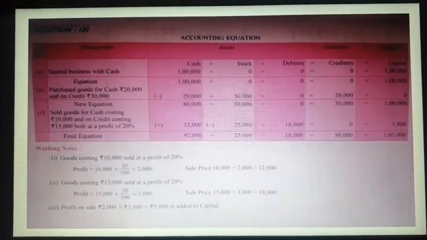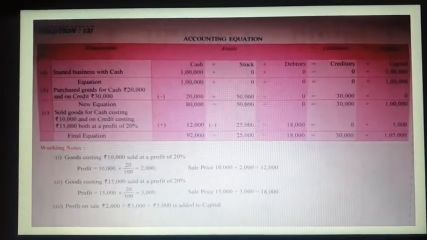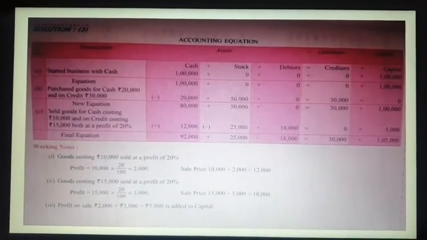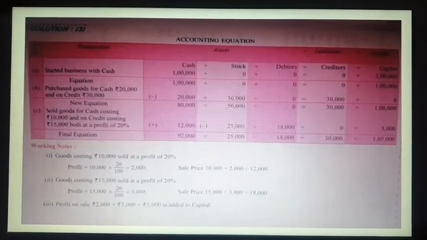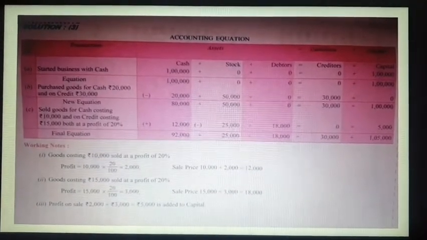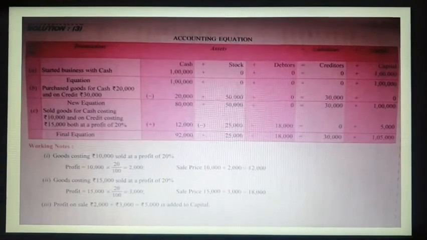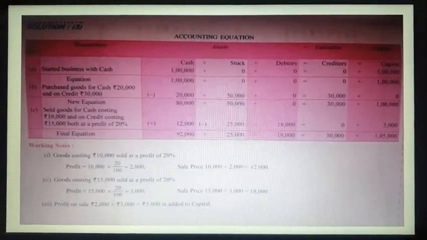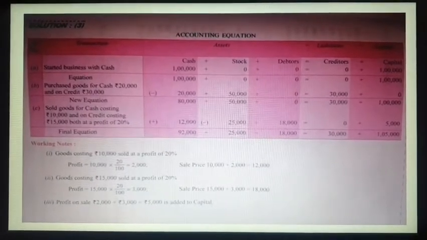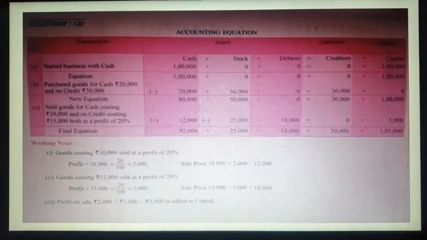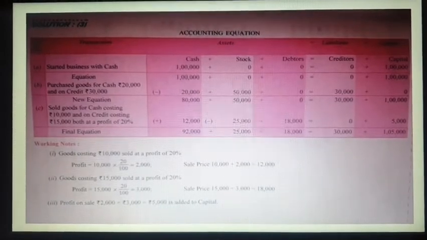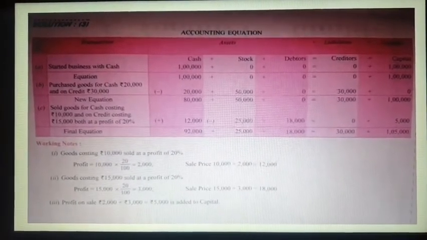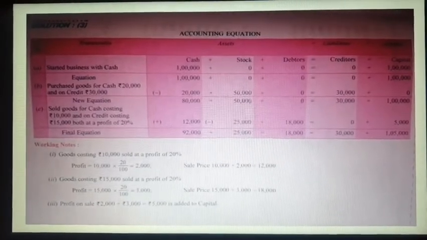Now second: purchase goods for cash 20,000 and on credit 30,000. Two transactions are there. First listen carefully: in both cases we are purchasing goods, that is 20,000 and 30,000, so the total goods purchased is 50,000. Yesterday I told you that goods affect the stock. So your stock will increase by 50,000. See, on the asset side, your stock is increased by 50,000.